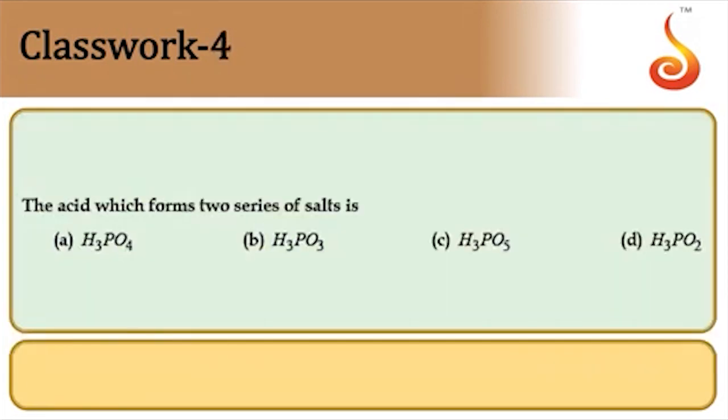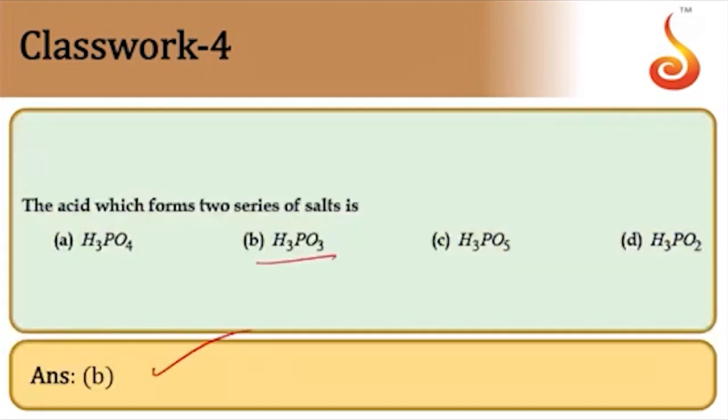Then, which acid forms two series of salts? Two series of salts means it must be dibasic in nature. Just now we have seen the structures. If you take phosphorus acid, it has two OH groups. So two OH groups implies it forms two series of salts. Answer is option B.